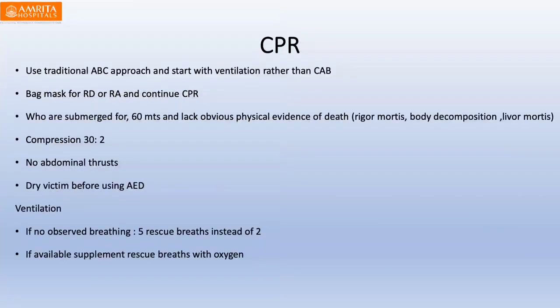Now coming to CPR. When we talk regarding cardiopulmonary resuscitation, as per the 2000 and whatever changes have happened, it is the CAB of CPR, but here it is the ABC, because the primary cause is to your airway and breathing. So the traditional approach of airway, breathing, circulation should be used here, and start ventilation rather than circulation. So that is one change where we will use ABC.